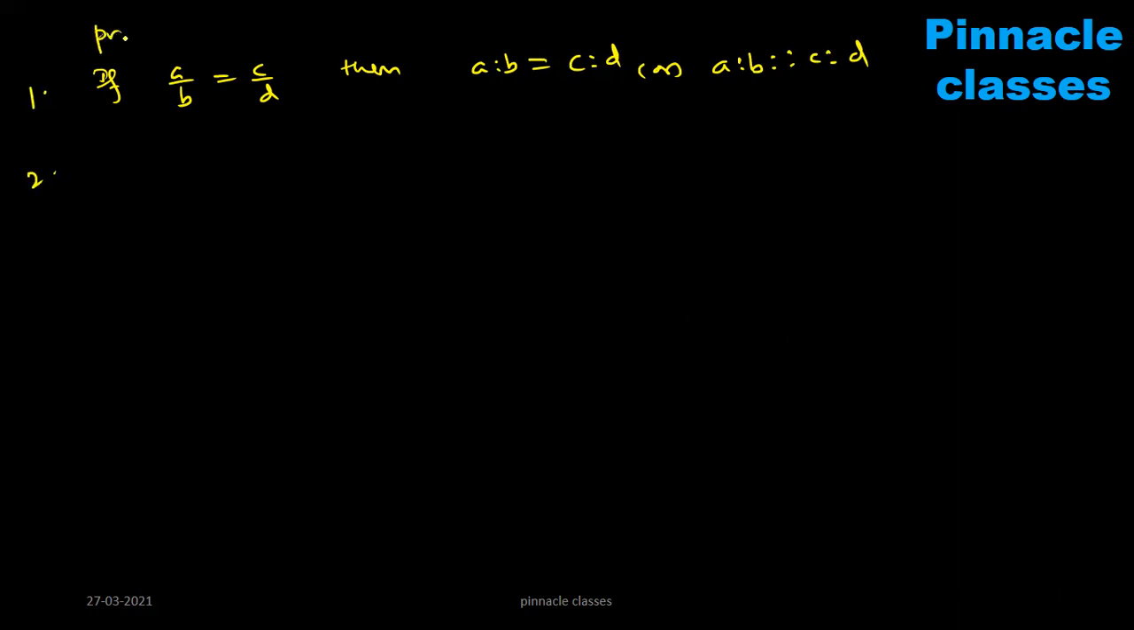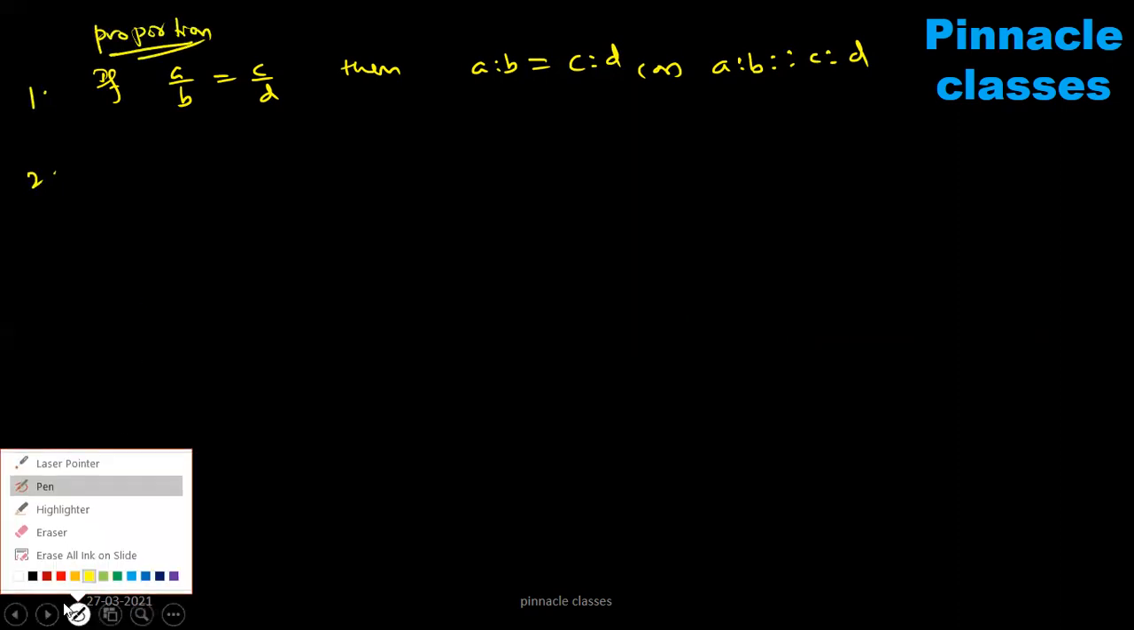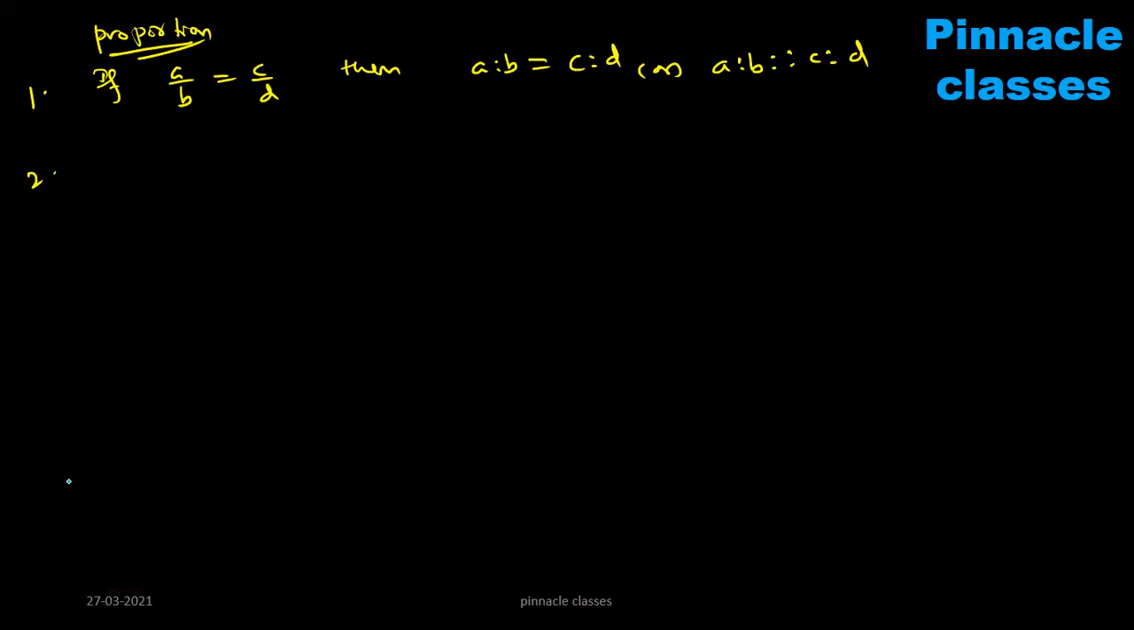Now, another one. Generally, if a by b is equal to c by d, what is the meaning here? a is to b is equal to c is to d, or a is to b as c is to d. Okay. This is called the proportion concept. Especially this concept comes in ICSE. Okay, fine.